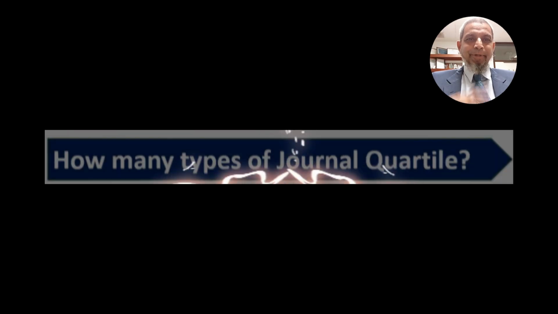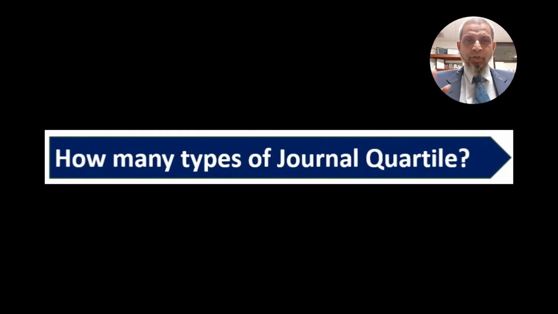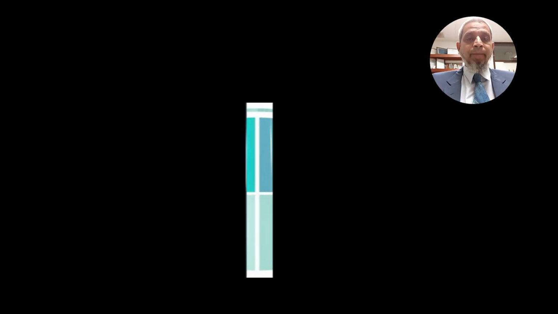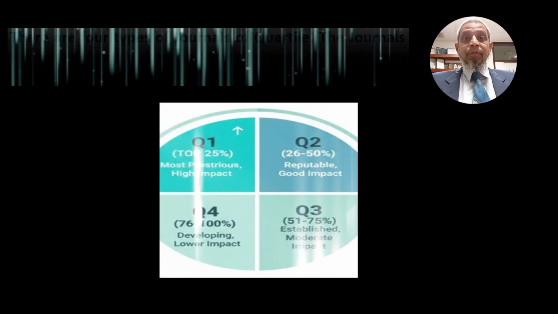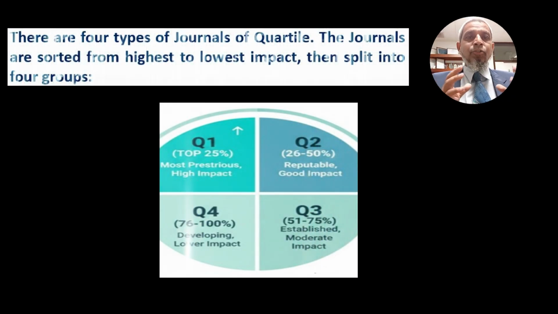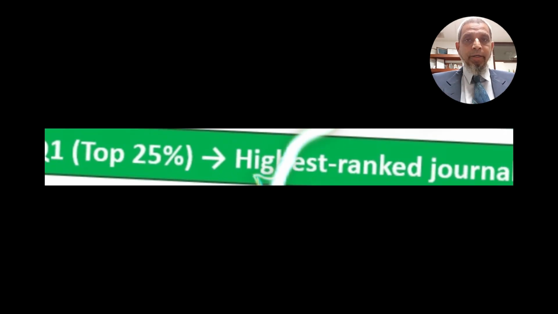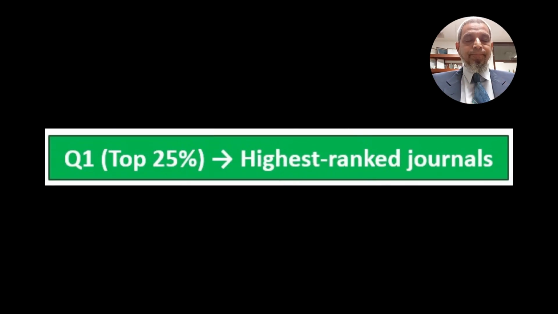Come to the point number 2, how many types of quartile? There are 4 types of journal quartile. Journals are sorted from highest to lowest impact, then split into the 4 groups. Number 1, Q1, top 25% highest ranked journals.